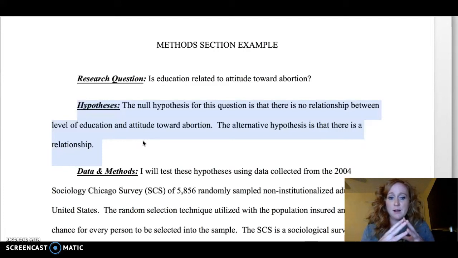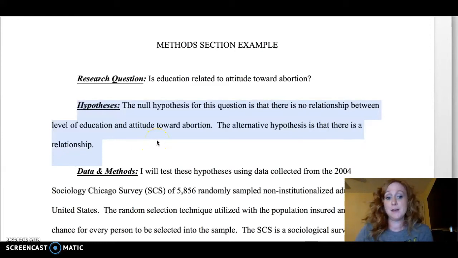I think males will have this result compared to females. I think people of this racial group will be different. You can talk about things like increases or decreases. You can talk about things being more likely or less likely for one group or another. And we'll talk about that in another video as well. But you would present those hypotheses.